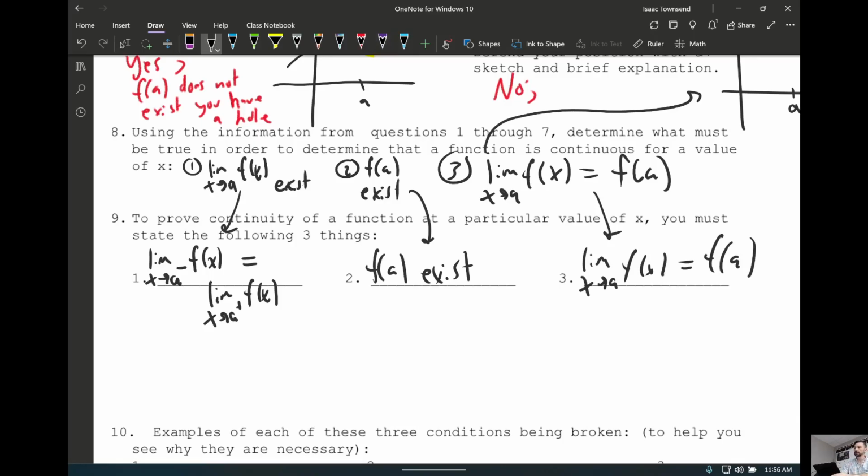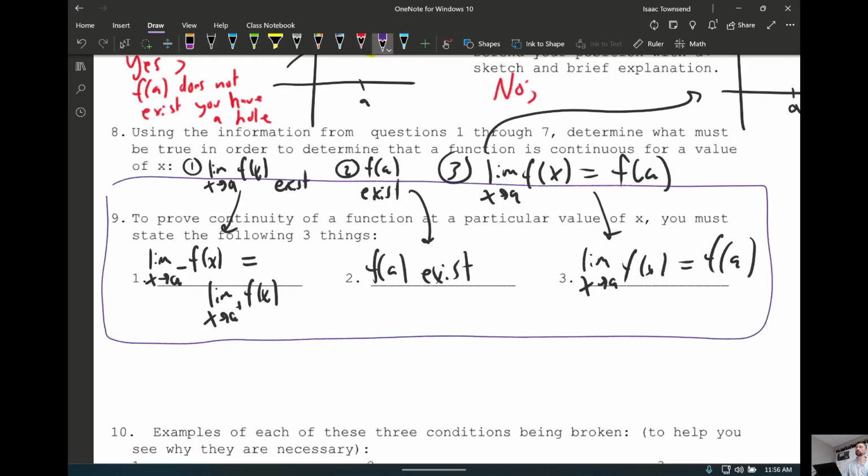Again, I could have just started class with this. I could have just told you that's what the definition of continuity is, but the whole front page was trying to help you see why some of that was true. But that is the 3-part definition of continuity.